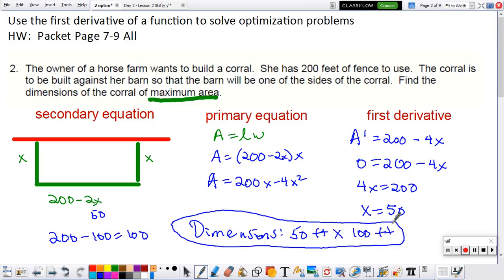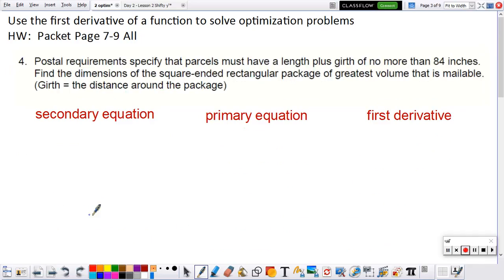All right, let's take a look at number 4. You can do number 3 on your own. Postal requirements specify that parcels must have a length plus girth of no more than 84 inches. Find the dimensions of a square-ended rectangular package of greatest volume that is mailable. Now remember, girth is the distance around the package.